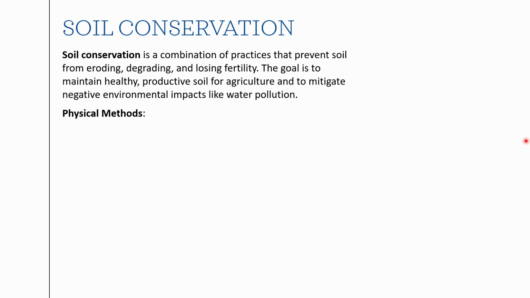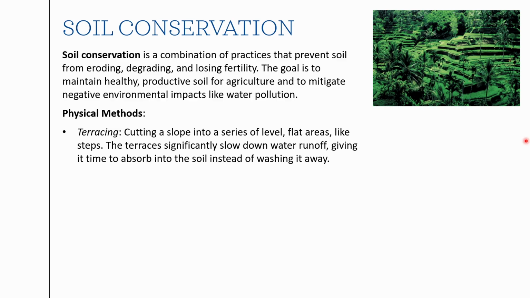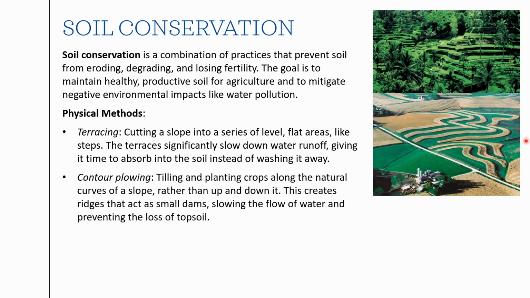Well, let's first look at the physical methods. What could we physically do? Well, one thing is we can use what's called terracing, where if we're trying to farm on a mountainside, for example, or if we have a steep grade, we can actually cut steps into the area because those flat areas allow our crops to grow, retain water, and prevent soil from running down the mountainside. So that's known as terracing.